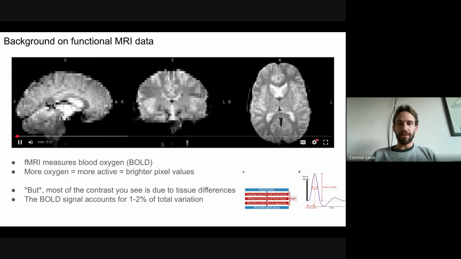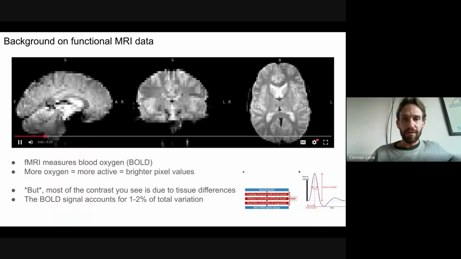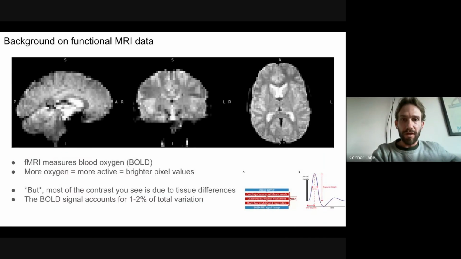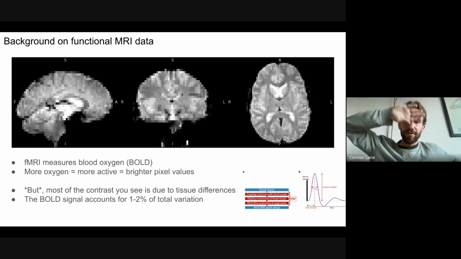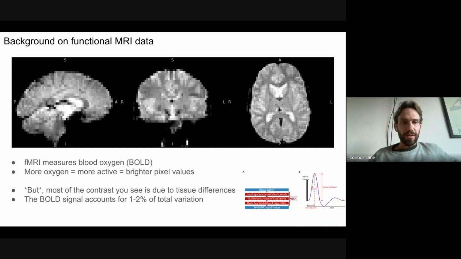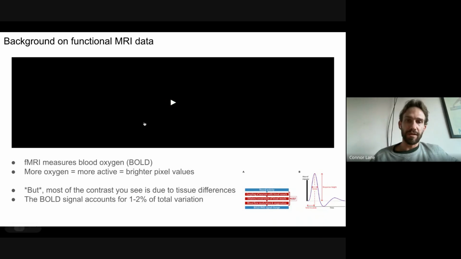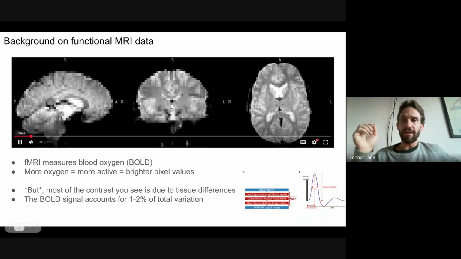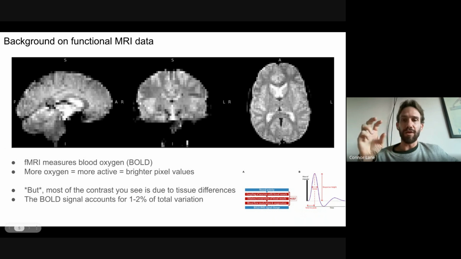I always like showing videos of data. This is a video of raw fMRI data, and you see three slices: a slice down the middle of the brain on the left, a slice going this way, and then a slice parallel to the horizontal plane. If you pay close attention, you can see tiny variation in the pixel values as the movie plays. And this tiny variation is the fMRI signal that we're interested in.